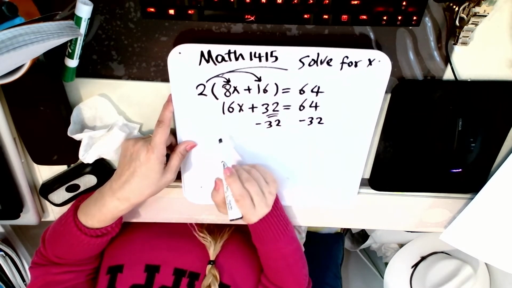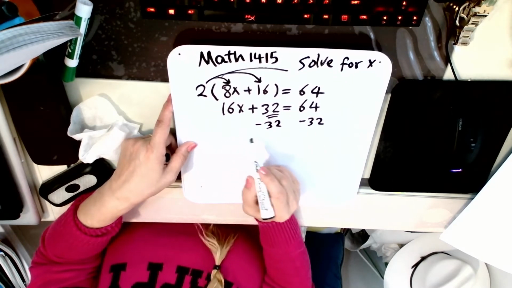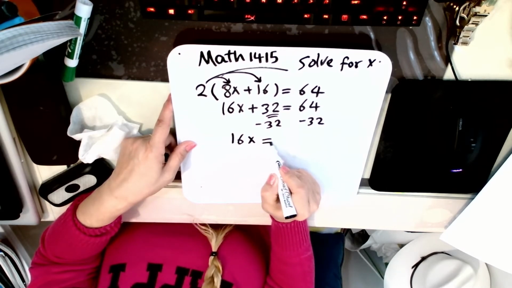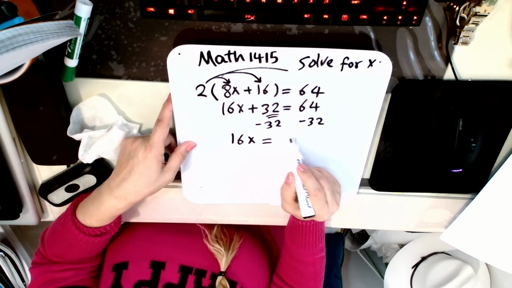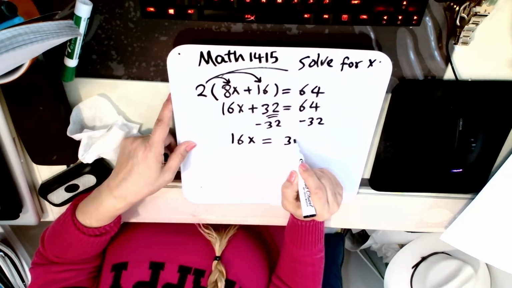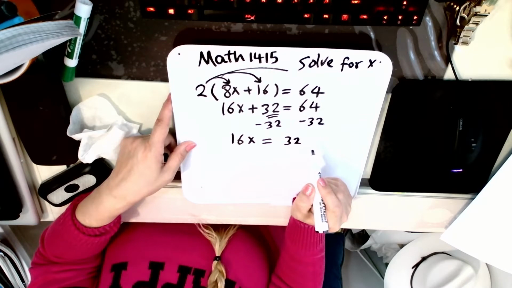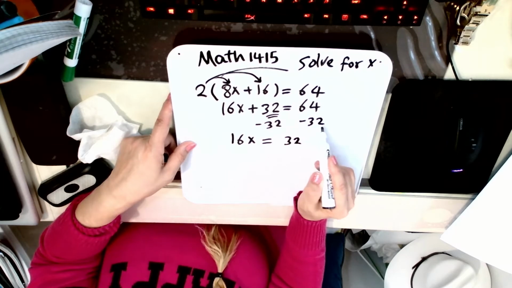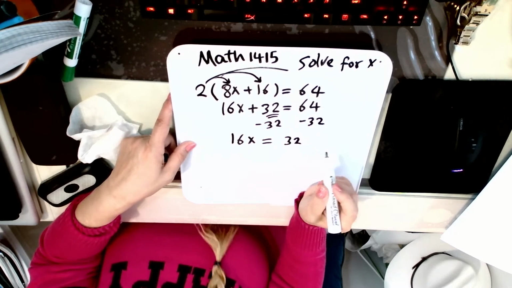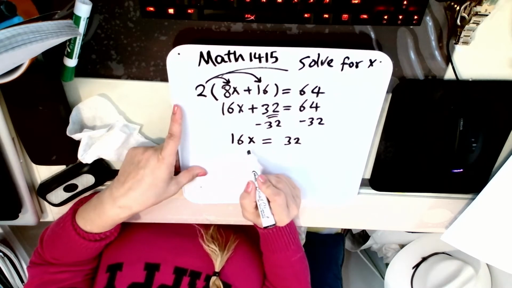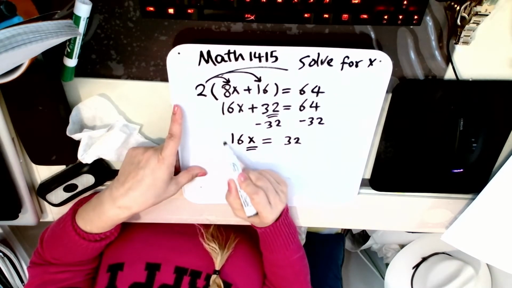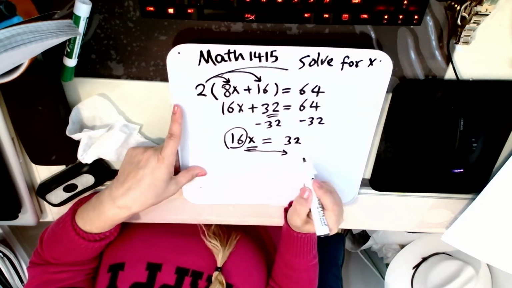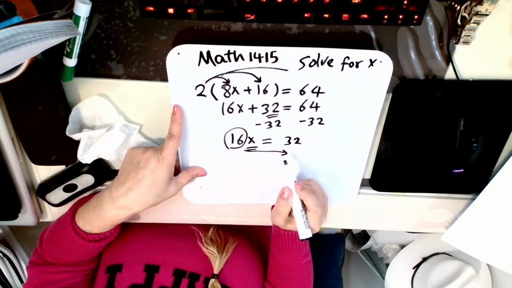This is the old way, but sometimes we use it. So 16x equals 32, because 64 minus 32 is 32. So we need x. We will move this 16 to the other side by dividing both sides by 16.